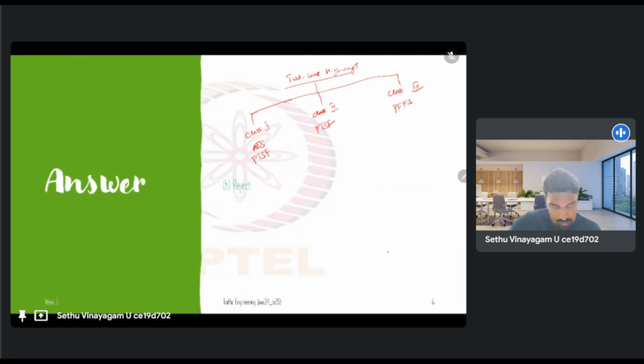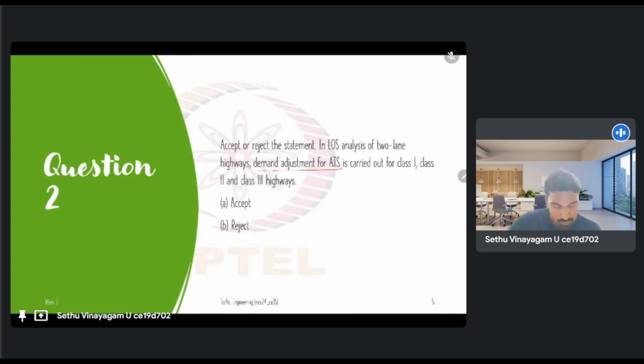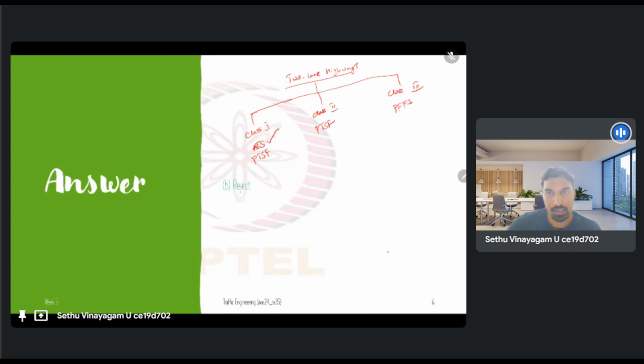So the question is whether the demand adjustment for ATS is carried out for class 1, class 2, and class 3. Right, so because in class 1 we need to estimate the ATS, the demand adjustment will be done. So therefore for class 1 it will be done. For class 2, because we need only PTSF, right? PTSF and ATS are not dependent on each other, right? These are independently estimated, so therefore ATS calculation is not needed for class 2.